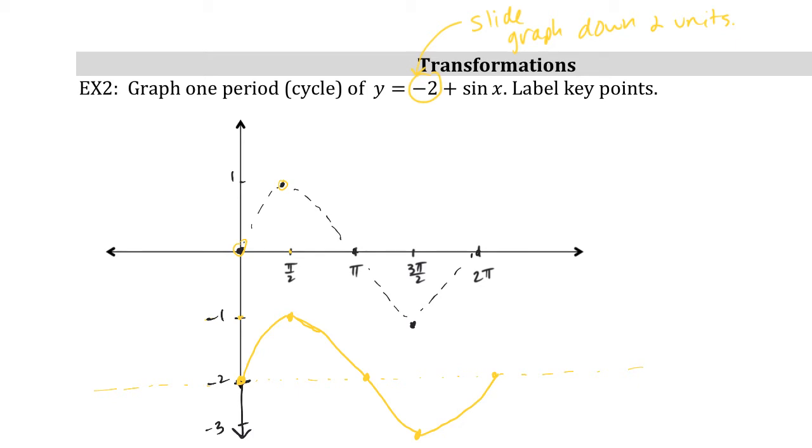And there we have it. And again, that would continue. But okay, and now we need to label our key points. So this point is 2 pi, and the y value there is -2. This point is at 3 pi over 2, and the y value is -3. And this point here, we're at pi, -2, and this one is pi over 2, -1. Okay, there we have it.